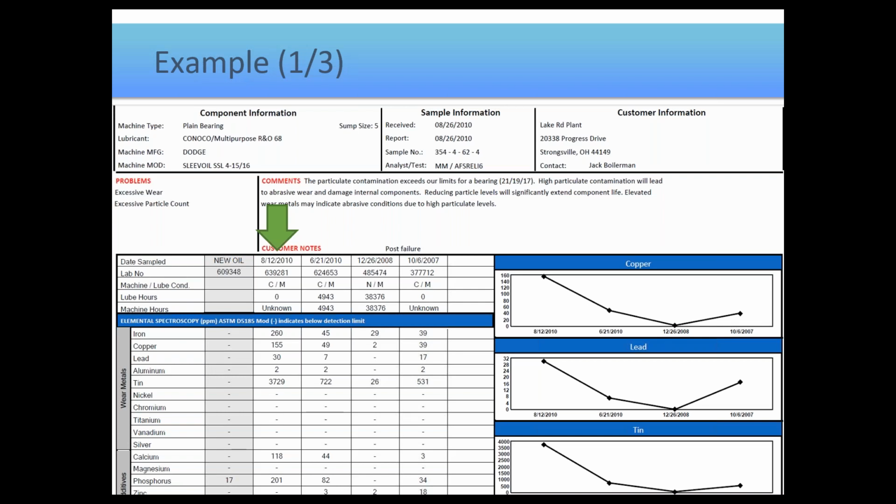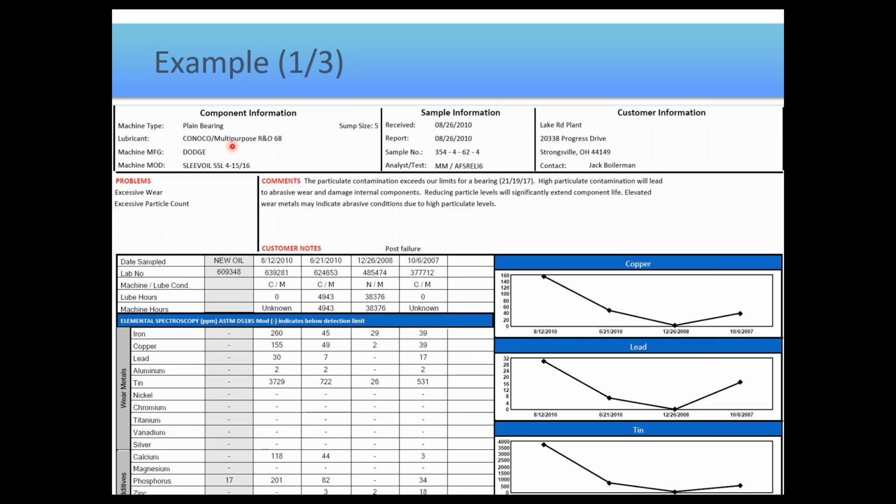So without further ado, let's actually read this report. Now, I'll just get out my little laser pointer here because I want to make sure we're following along and we're actually reading the whole report top to bottom. So we do start all the way up here. You read the report from top to bottom. You start off, it's a plain bearing, it's a 5-gallon sump, uses a Conoco multi-purpose R&O 68. I know it seems silly that we're reading all this, but you know what? Just that last statement I said, I know 4 things about this oil.